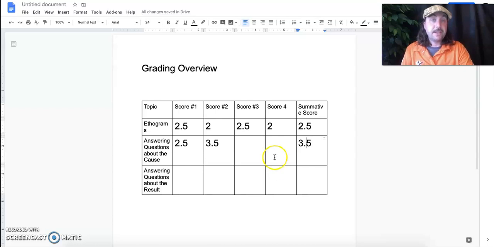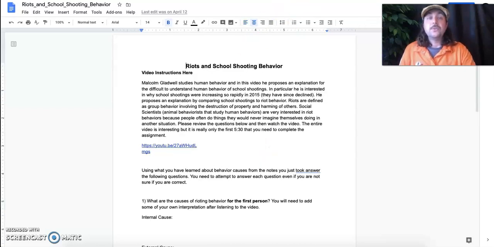Okay, so for this week, all you need to do is go back to your riots and school shooting behavior score. Look at the grade I gave you. There's a rubric that describes how I scored it, but essentially this is what it means. If you got a 4, you're doing great. You understand how to ask questions about behavior causes. You're describing the definition of what a cause is as you give your answer, and your answer clearly shows that you understand the difference between internal and external causes.